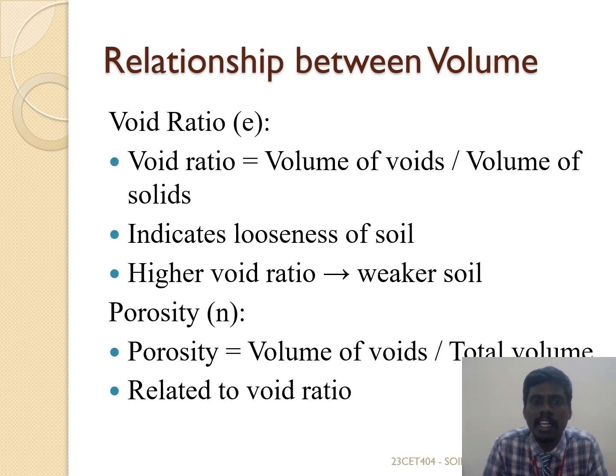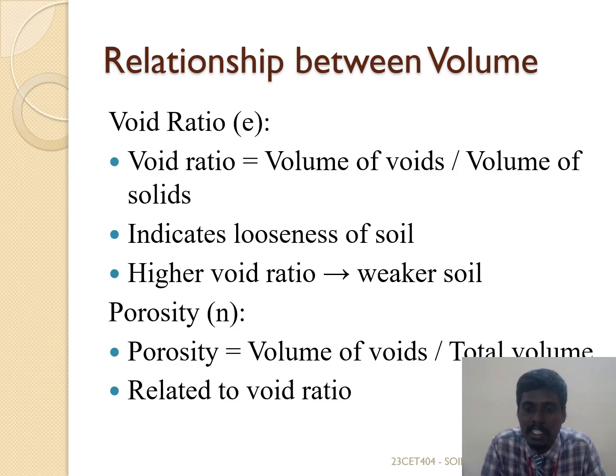So next thing is the relation between volumes. Relationship between volume means, based on the volume, the soil is categorized by some more parameters. The first one is void ratio. Void ratio is represented as a small e value. It is the volume of voids to the volume of soil solids. If the soil has more volume of voids, the void ratio is maximum. That is what I indicated here.